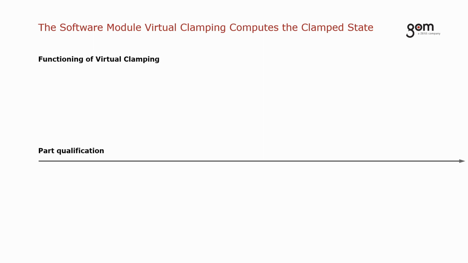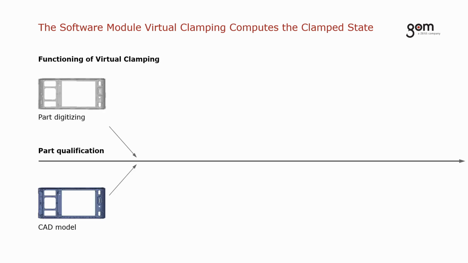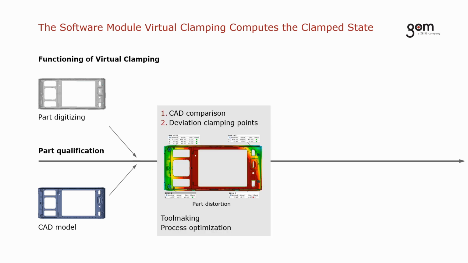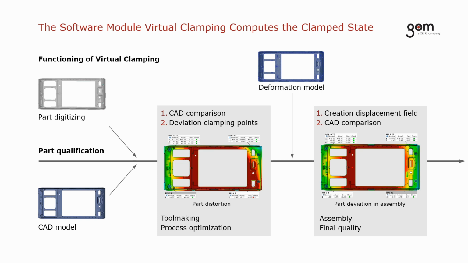So let me show you the workflow here. The workflow is just like normal: you have the CAD model, you scan the part, you get the digitized part, which is the mesh, and then you get your normal CAD comparison, you get the deviation at the clamp points. This is what the tool maker wants to see to correct his dies. But then you add in the deformation model. With the deformation model, we then can do virtual clamping. We create the displacement field, do another CAD model comparison, and this is the assembled and final quality version of that part.